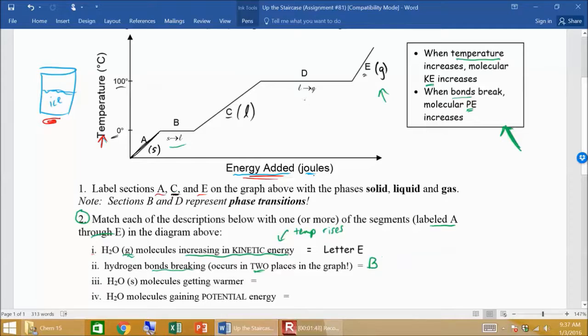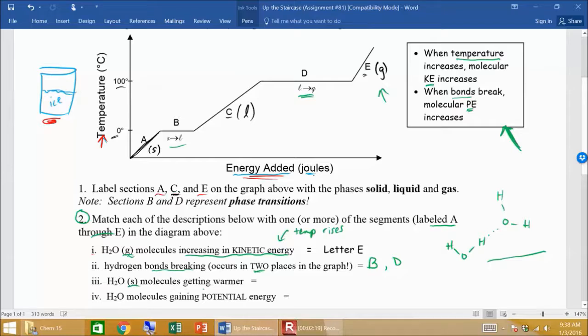One is at the liquid to gas transition. That's also where bonds are breaking. The type of bonds that are breaking are your hydrogen bonds. You'll recall that the hydrogen bond is a friendship bond, not a covalent bond. So we're talking about something like this being important to holding the molecules to each other, and therefore determining the state of matter, whether it's solid, liquid, or gas. So B and D are phase transitions. That's where bonds are breaking.